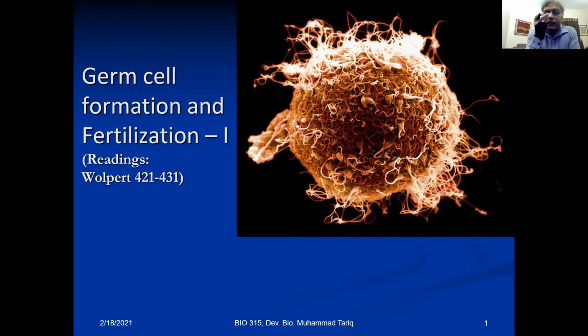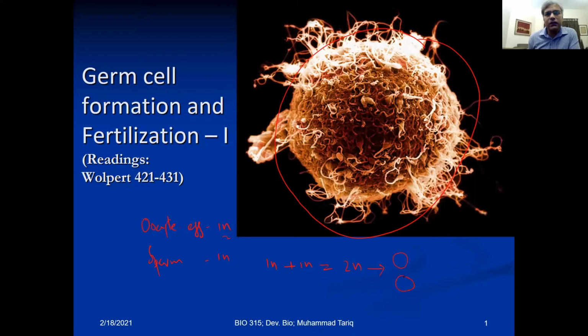So these two are very specialized cells, oocyte and sperm. The oocyte is your egg cell, haploid; the sperm cell, haploid. During this process of fertilization, the two haploids become a diploid, and that's where this cell then divides to make two diploids, and so on, they keep dividing, okay? And that's how our development starts, zygotic development starts.